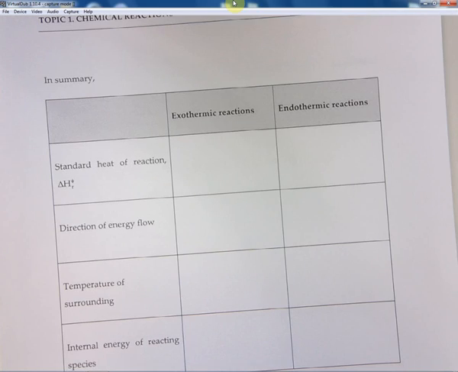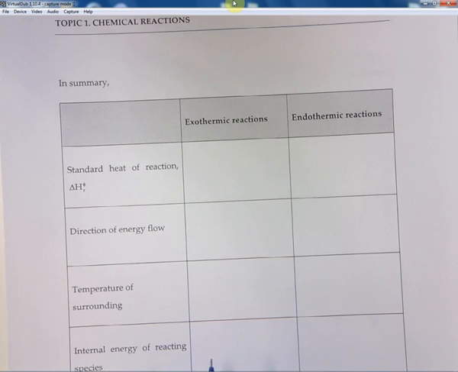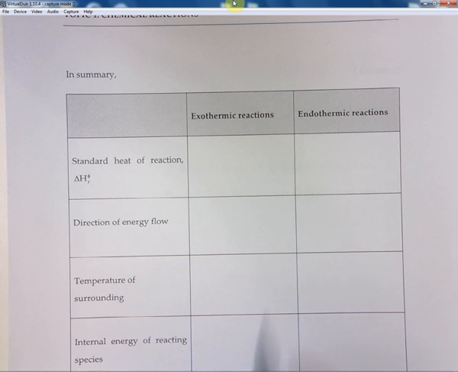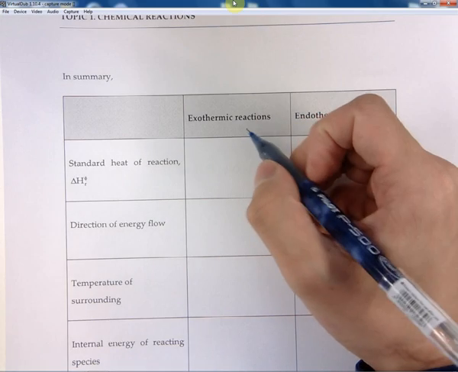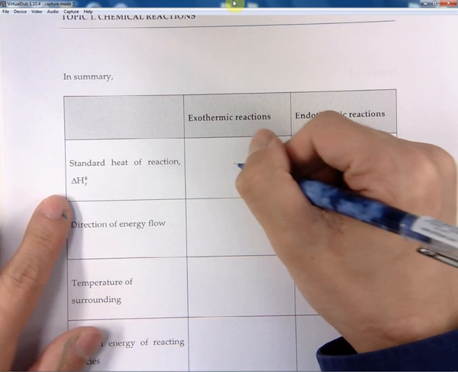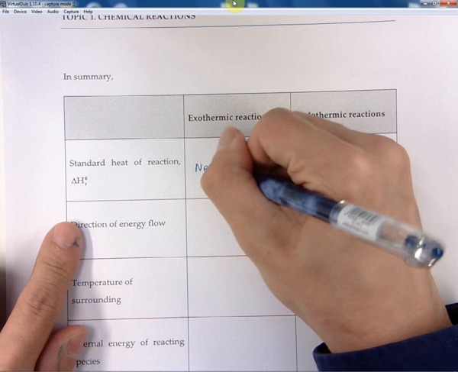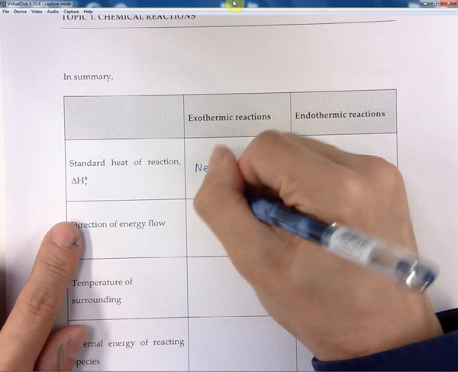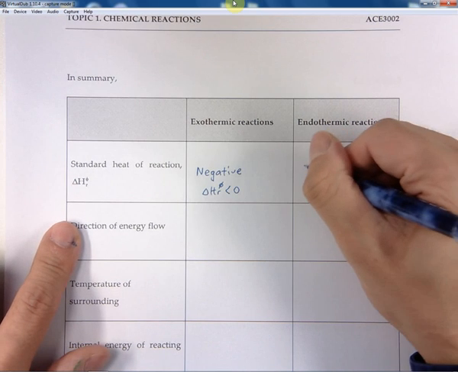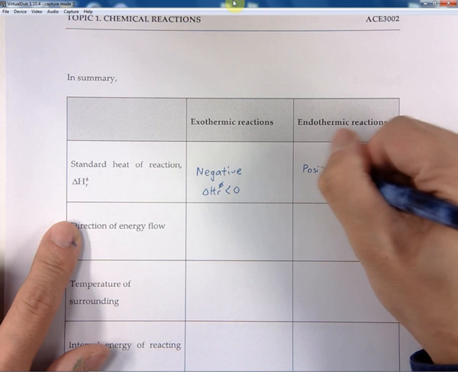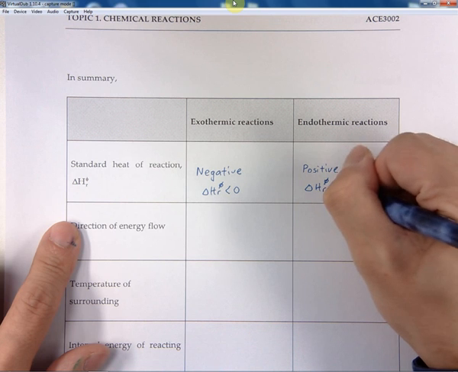So let us look at this table over here. It gives an overview summary of what we have covered so far on exothermic and endothermic reactions. The table says that for an exothermic reaction, the standard heat of reaction delta HR will be negative. Delta HR is smaller than 0. An endothermic reaction will be positive. Delta HR more than 0.